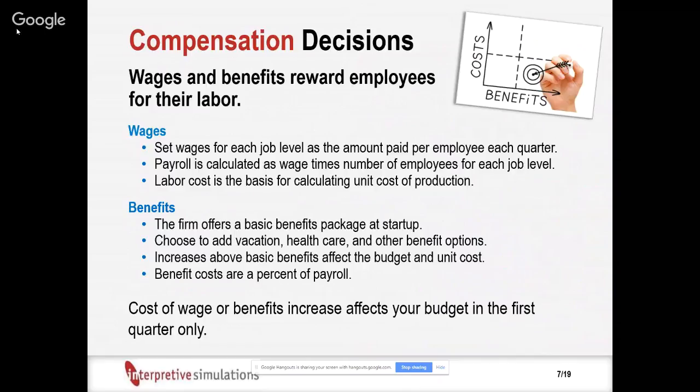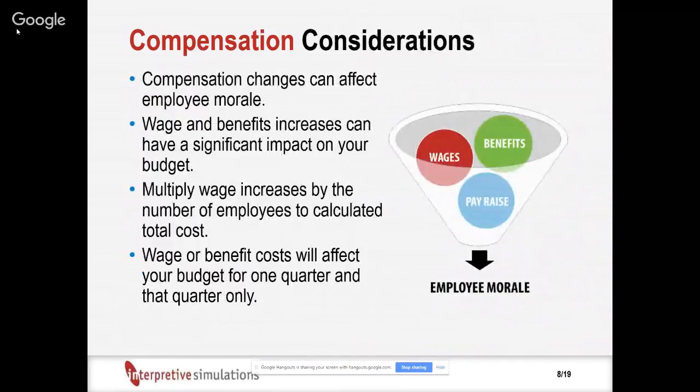But understand that benefit costs are a percent of your payroll, and all of this affects your budget, but it only affects your budget in the first quarter. So please keep that in mind when you make these compensation decisions. As I said a minute ago, compensation changes can affect employee morale. So keep an eye on who you pay and how much raise you give.